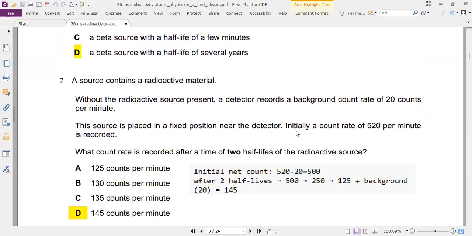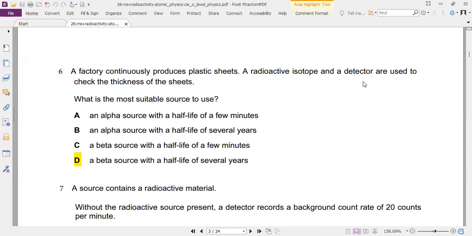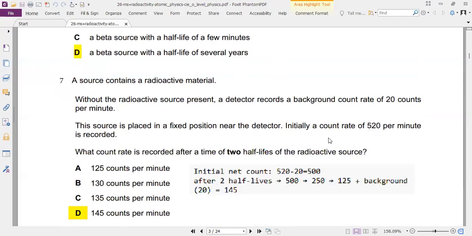And the count rate means if there is a thick plastic sheet, the count rate will decrease. If there is a thinner plastic sheet, the count rate will increase. In both cases, this can be used as an activator to stop the production line of the plastic sheets.